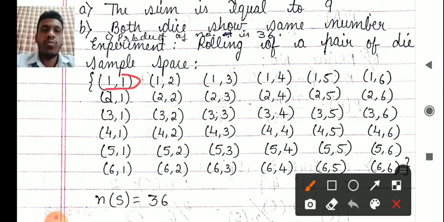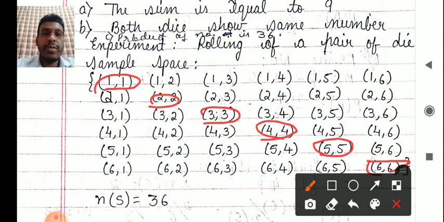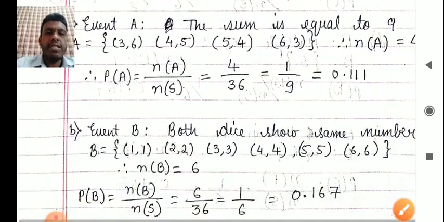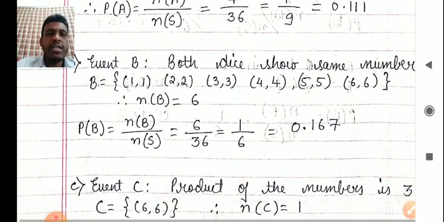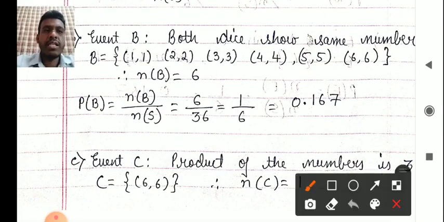So it is here 1 1, 2 2, 3 3, 4 4, 5 5 and 6 6. So apart from these 6 numbers, the dice are not showing same number, they are different numbers. So n of B, that is the value of n of B is 6. 1 2 3 4 5 6. 6 numbers are there. So 6 instances are there where the number is same. So 1 1, 2 2, 3 3, 4 4, 5 5, 6 6 is your set B. So n of B is equal to 6.